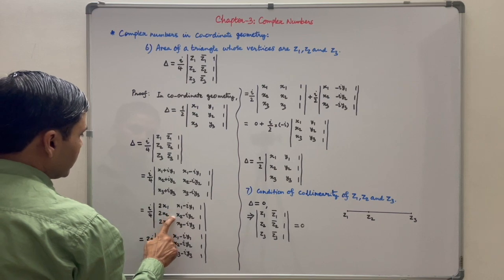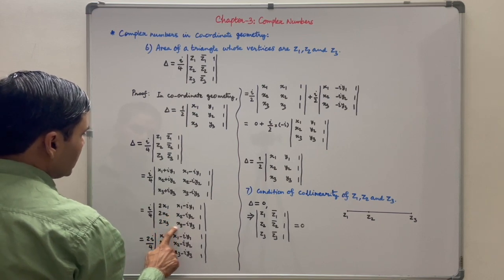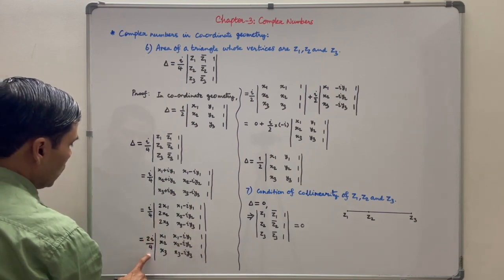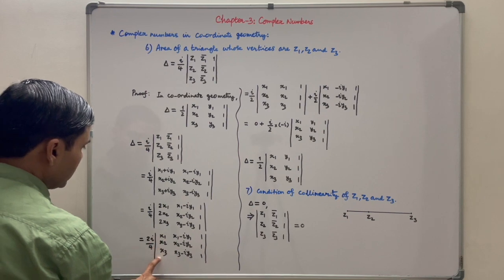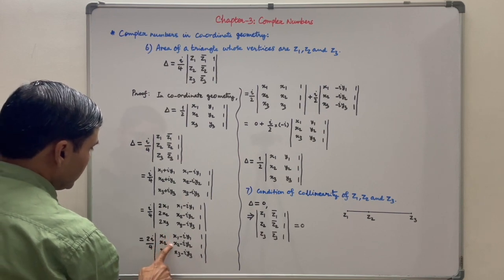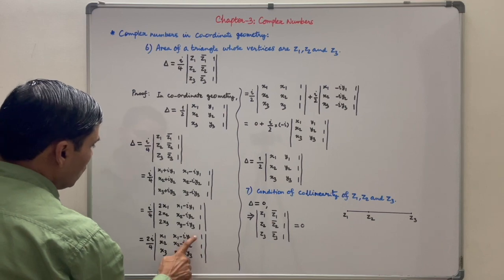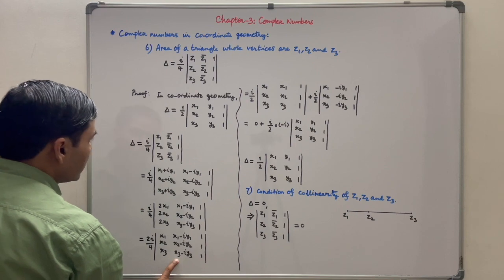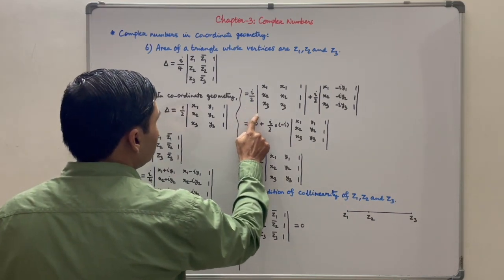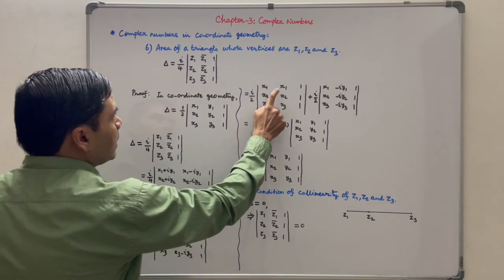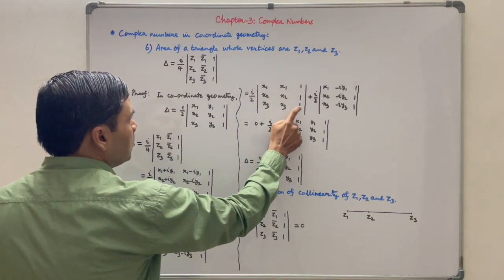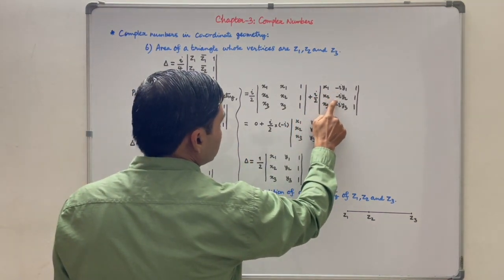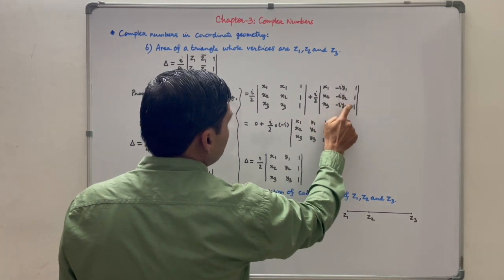x1 minus iy1, x2 minus iy2, x3 minus iy3, 1, 1, 1. We can take 2 out. So it will be 2i/4 inside determinant x1, x2, x3, x1 minus iy1, x2 minus iy2, x3 minus iy3, 1, 1, 1. We can split this determinant into two determinants as i/2 inside determinant x1, x2, x3, x1, x2, x3, 1, 1, 1 plus i/2 inside determinant x1, x2, x3, minus iy1, minus iy2, minus iy3, 1, 1, 1.